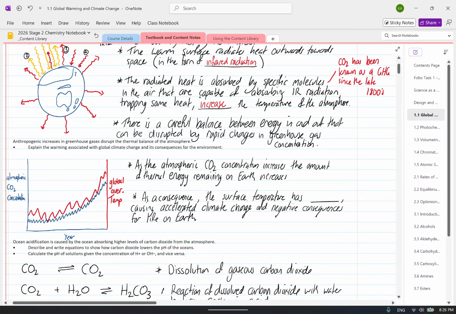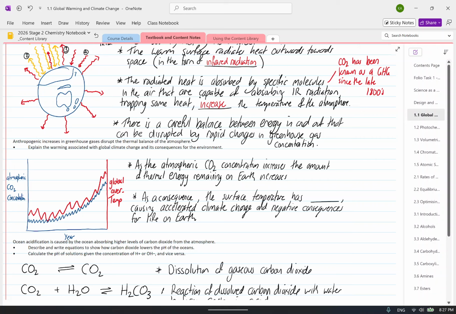Now, for this next one, we're talking about anthropogenic increases in greenhouse gases and how it disrupts the thermal balance of the atmosphere. Anthropogenic increases specifically refers to greenhouse gases that humanity has contributed to the atmosphere, which is a lot quicker, I should say, than the natural sources.